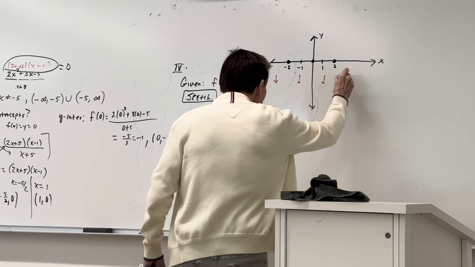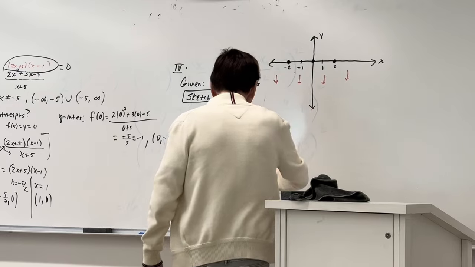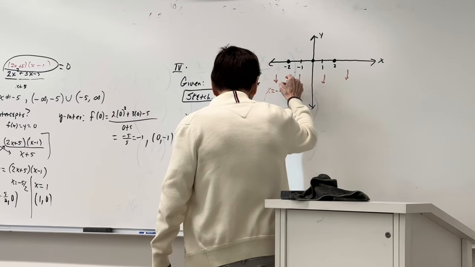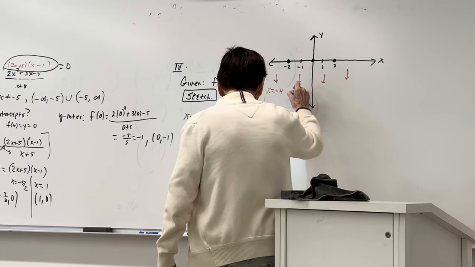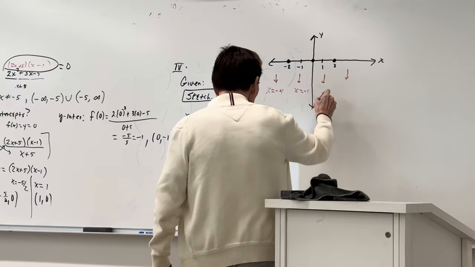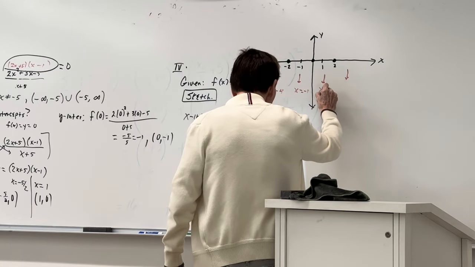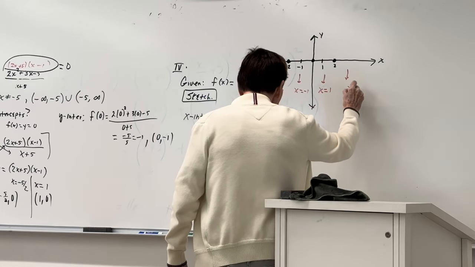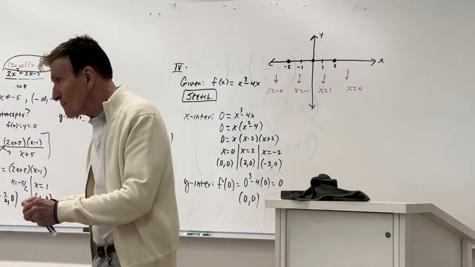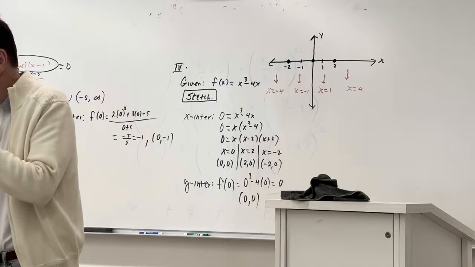Out to the left of -2, it's up to you. I'm going to try -4. In between -2 and 0, I'm going to try -1. Out here, between 0 and 2, I'm going to try 1. And out here, I'm going to try +4. Let's see what sign comes out.